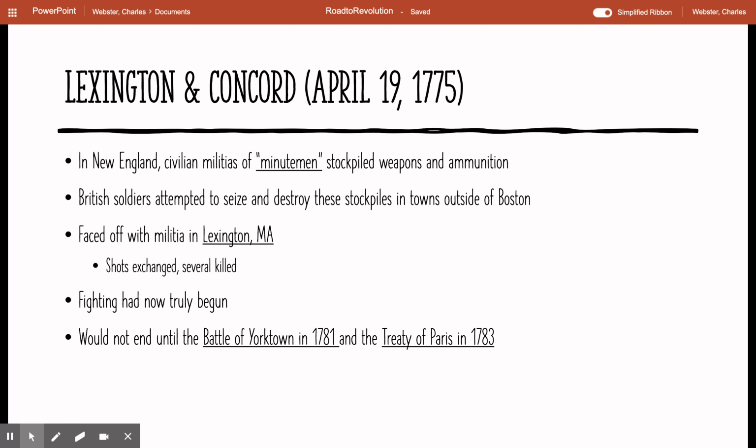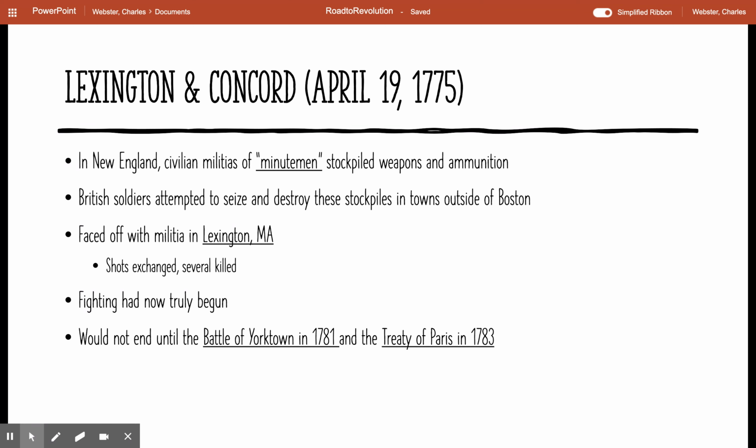But when the British arrived, first in Lexington, Massachusetts, they were met by these Minutemen, by this local militia, and somebody ended up firing a shot. And we don't know who. I don't think we'll ever know who it was. But this shot, it was called the shot heard round the world.